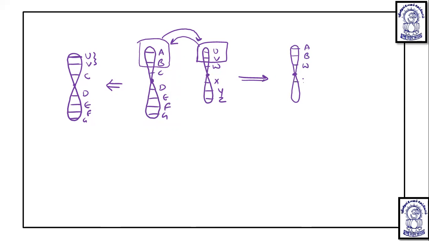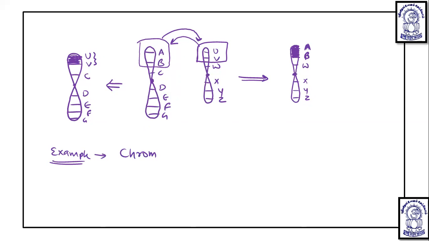The W, X, Y, Z remains the same. So this A and B are a new segment. Up to this is a particular segment from another chromosome. Here also this UV segment is from another chromosome. So this is showing a mutual exchange between these two chromosomes, the first and second chromosome. So it is known as a mutual exchange, or we can say a chromosomal translocation.